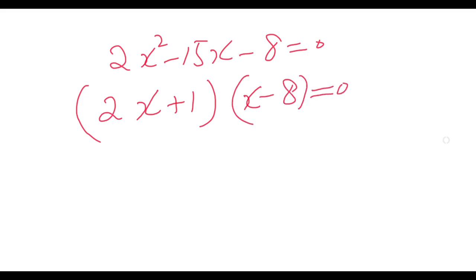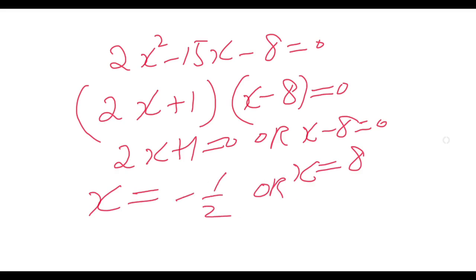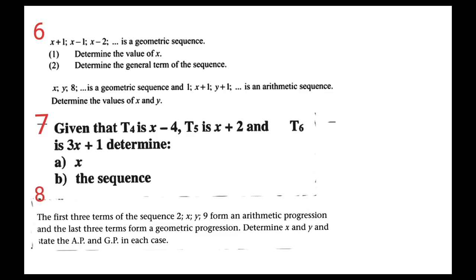If you can't factorize, you can use the quadratic formula as well. This gives two possible values for x. So 2x + 1 is equal to 0, or x - 8 is equal to 0. This becomes x equal to positive 8, and this becomes x equal to -1/2. The second part of the question says you need to find the sequence.